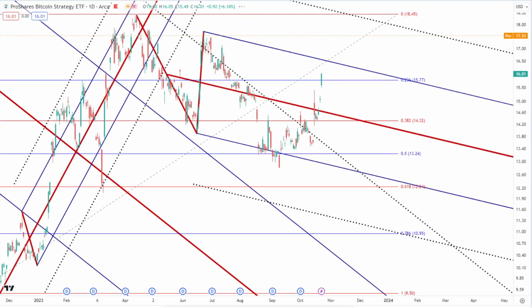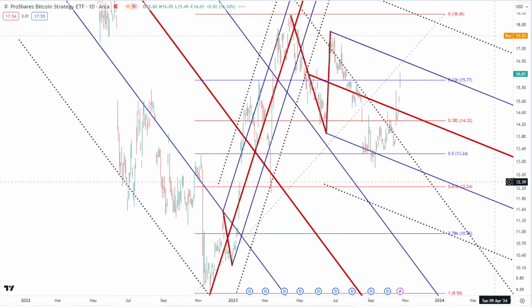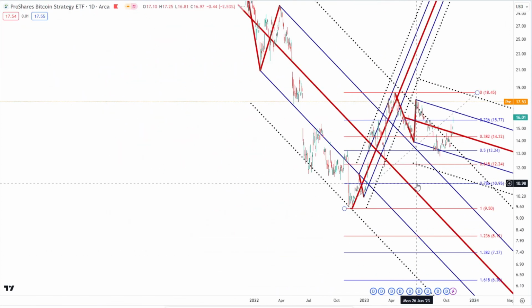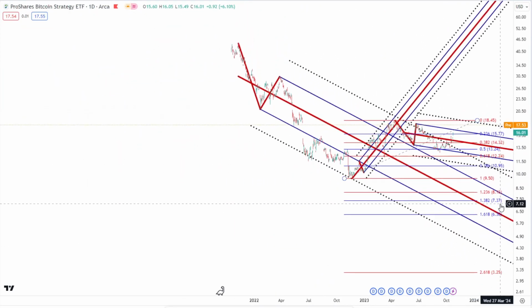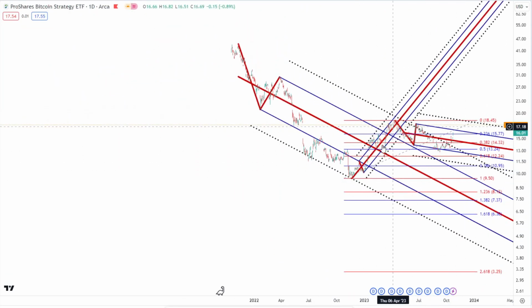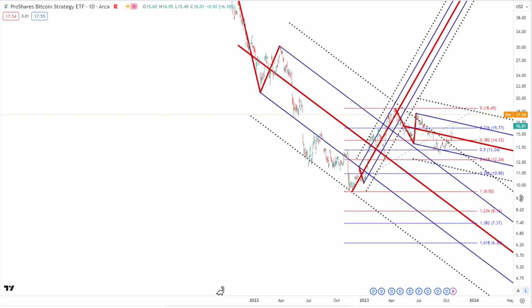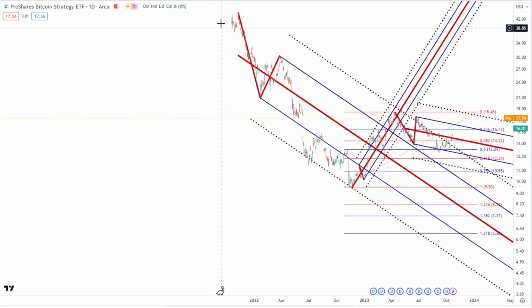So that's that. And then we've got the ProShares Bitcoin ETF. Here it looks a little bit messy. Basically, we've got 3 pitchforks and a fib level essentially. So I know it's a little bit messy. Ultimately, the larger pitchfork, you can see it's broken now to the upside.